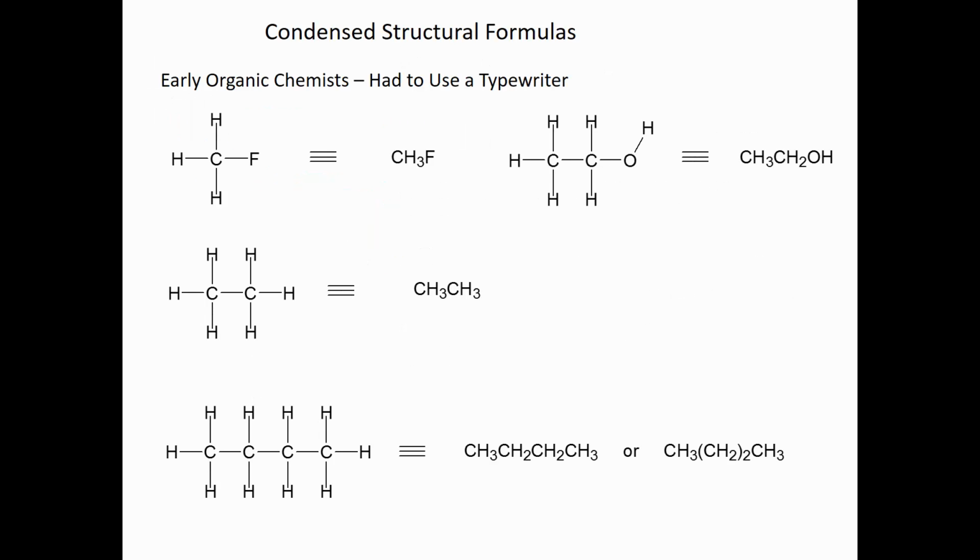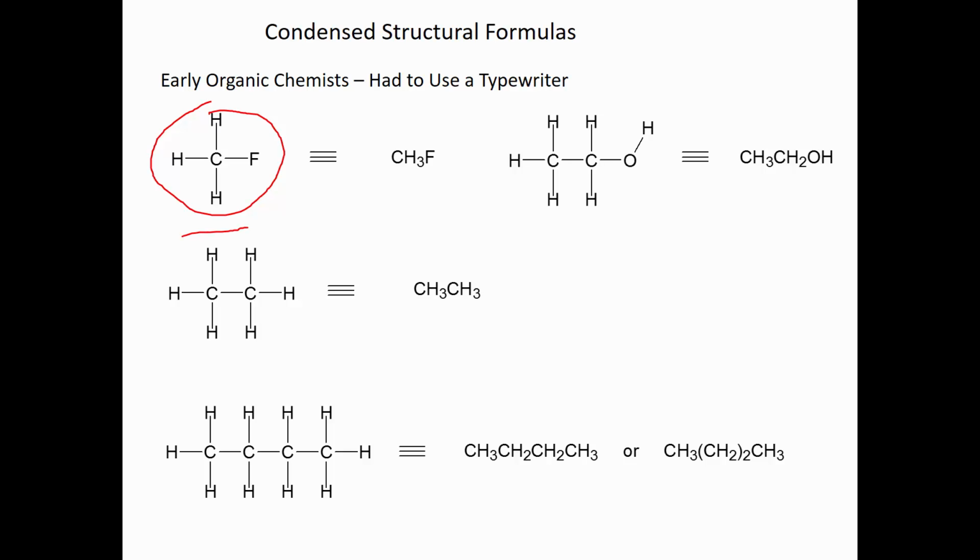Let's look at another issue in organic chemistry, and that's how we write structural formulas. Early organic chemists had to communicate their results to each other with a typewriter. So they couldn't always draw pictures to write papers. They had to devise a way to write structural formulas, and they came up with the idea of a condensed structural formula. All right, so here's fluoromethane right here. We can write it with the carbons followed by the hydrogens followed by any other atoms attached to that carbon.